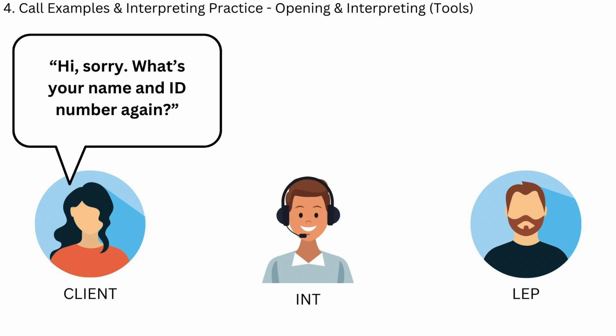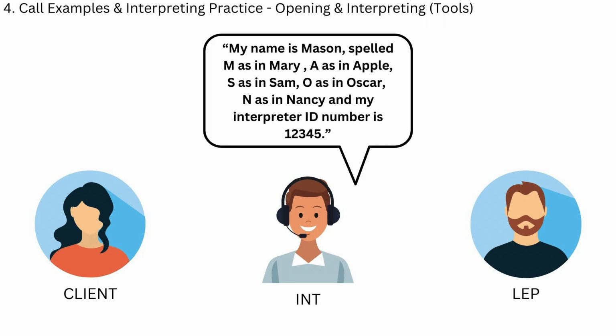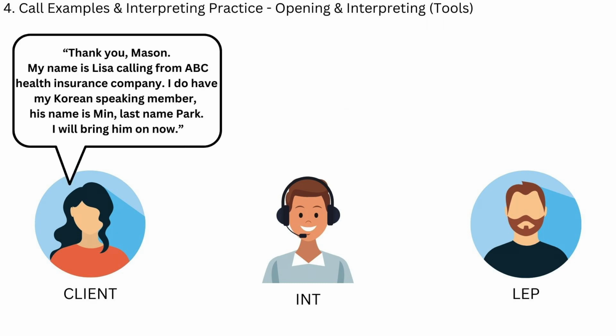Hi, sorry, what's your name and ID number again? My name is Mason, spelled M as in Mary, A as in Apple, S as in Sam, O as in Oscar, N as in Nancy, and my interpreter ID number is 12345. Thank you, Mason. My name is Lisa, calling from the ABC Health Insurance Company. I do have my Korean-speaking member. His name is Min, last name Park. I will bring him on now.